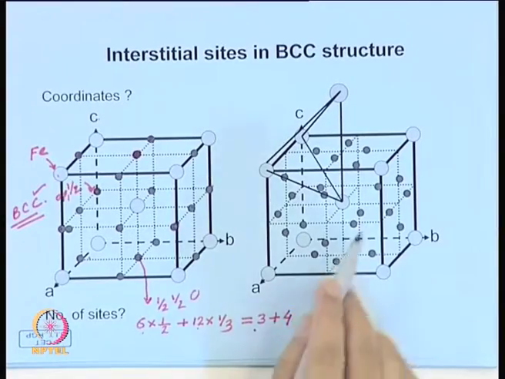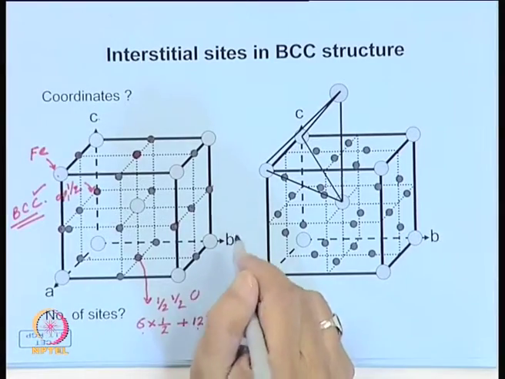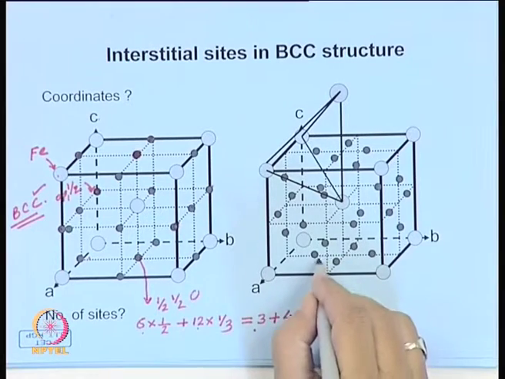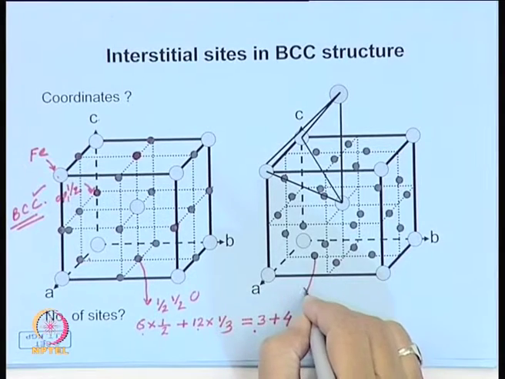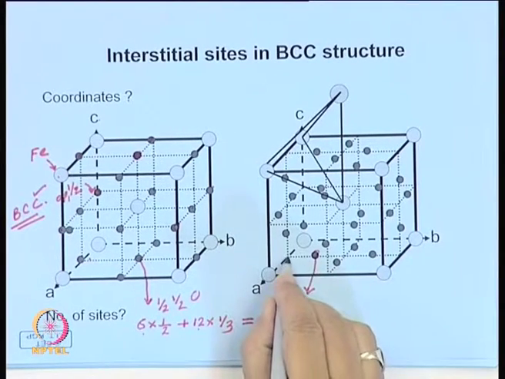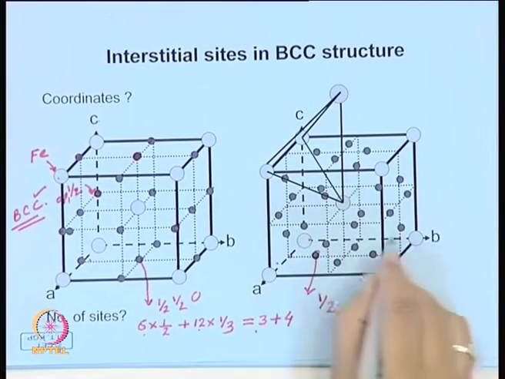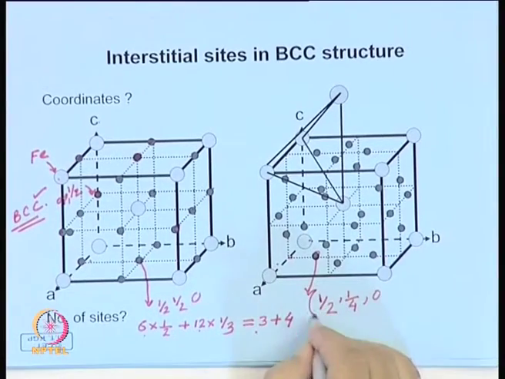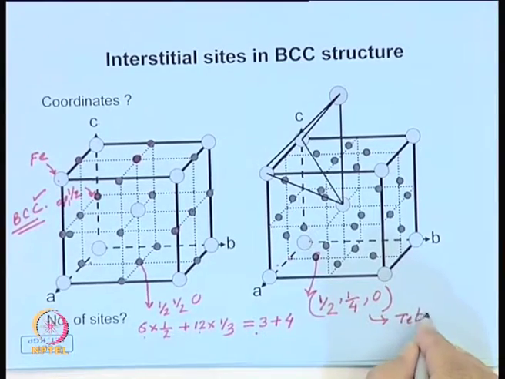Now, there is another alternative location which can accommodate an interstitial atom, which is shown over here. Say this one. So, look at this atom, whose location is half along A, along B it is 1/4, 0. This site is called a tetrahedral site.